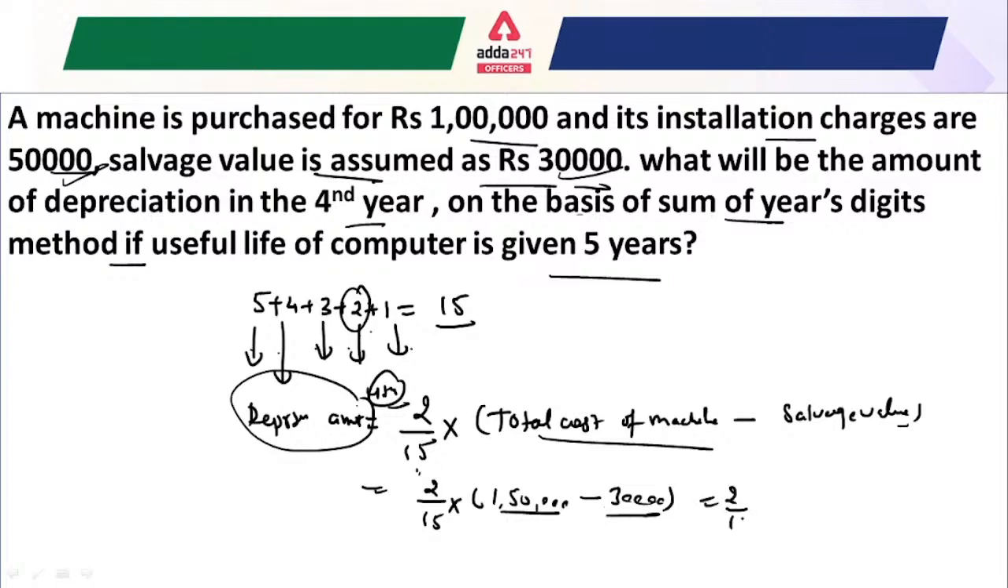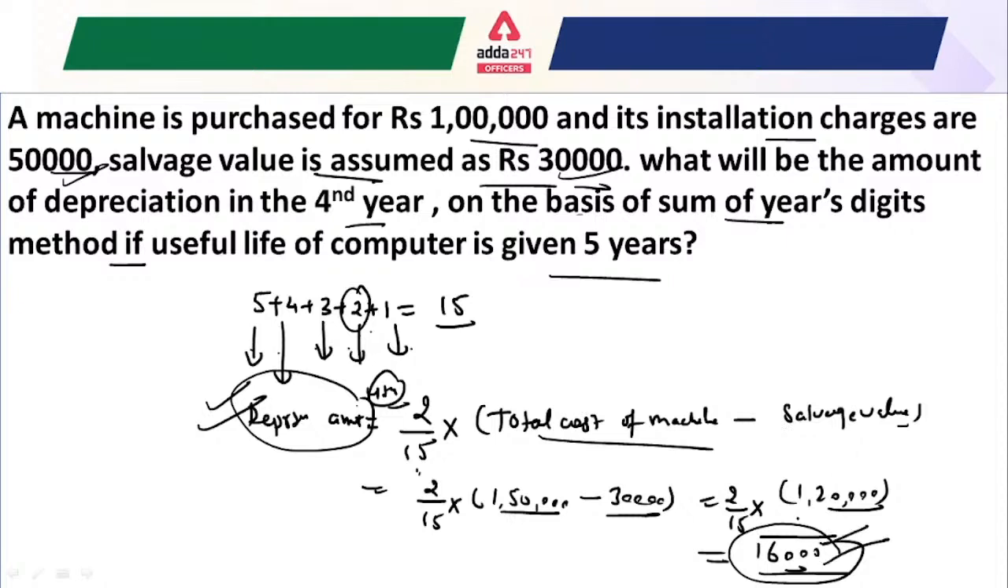After that, this would be 2 by 15 multiplied by the value of 1,20,000, right? And when we solve this, we will get the value of 16,000. So that would be your depreciation amount for the fourth year. Is it understandable for everyone, right? So that would be your answer for this question: 16,000, the amount of depreciation for the fourth year.